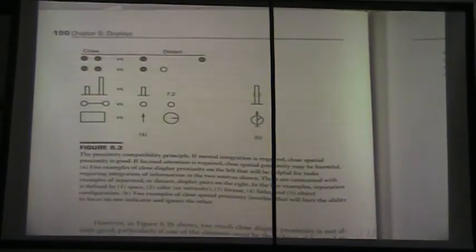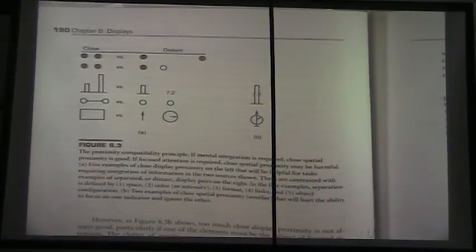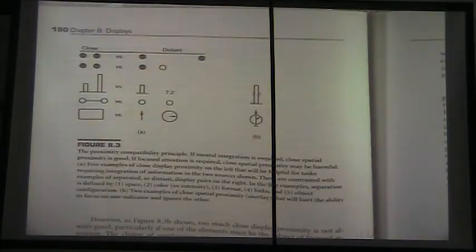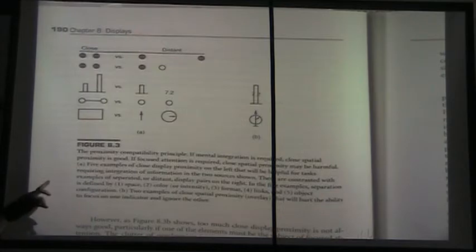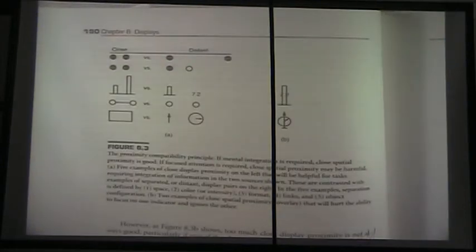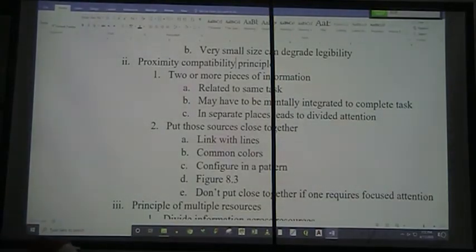All right, so here we have a figure on page 190 that shows us how we put things into a pattern. And you'll notice on the left are the close ideas versus on the right are the distant ideas, right? So we always want to put things together that go together, if we can. Sometimes that may not be possible.